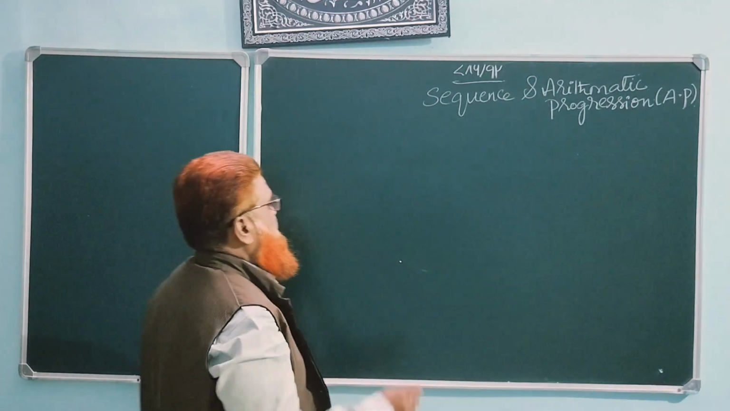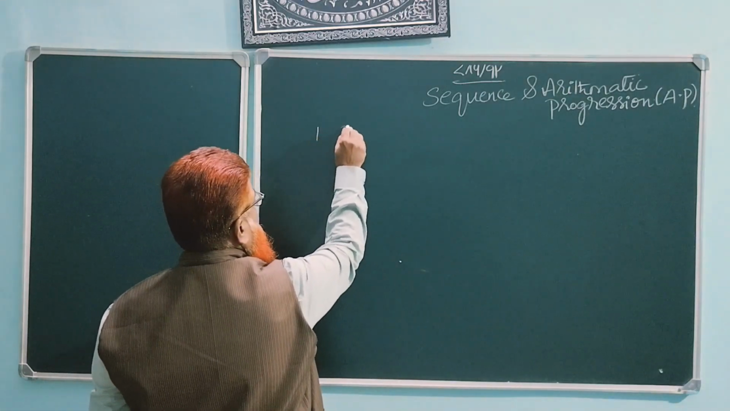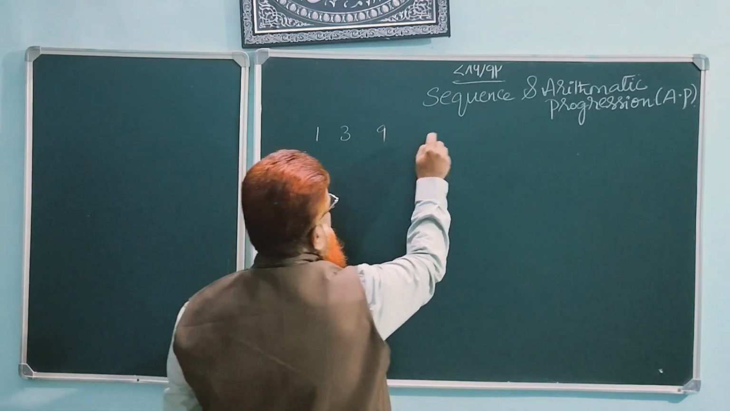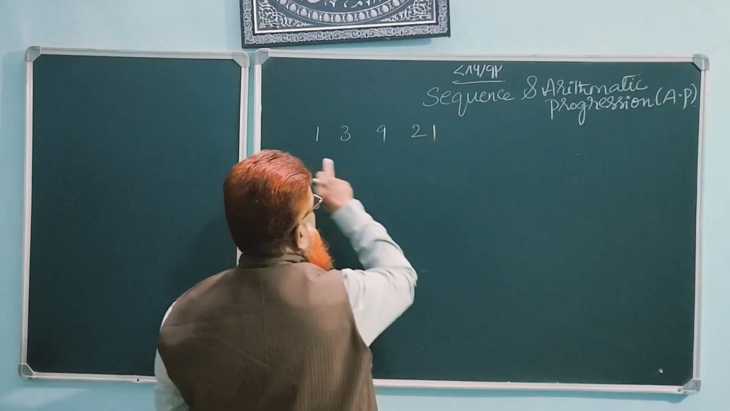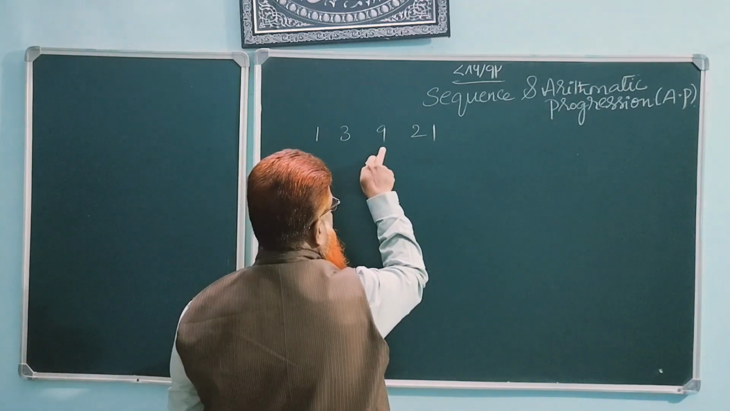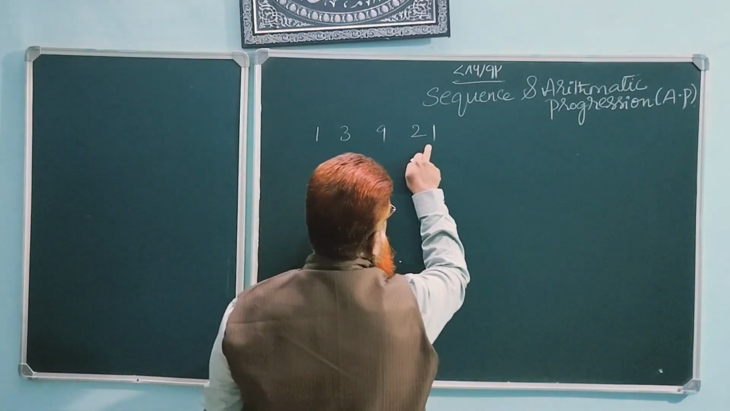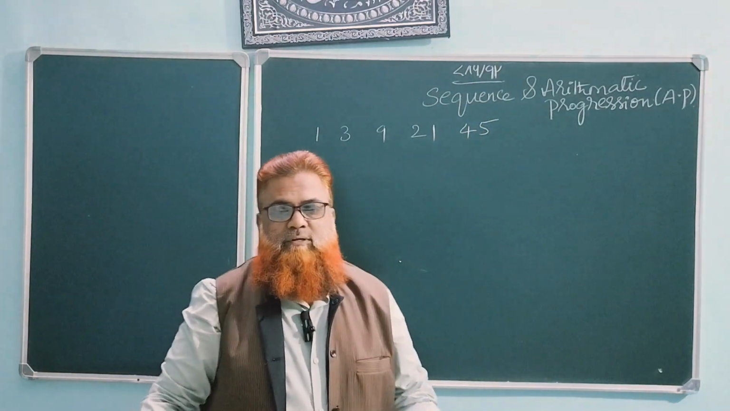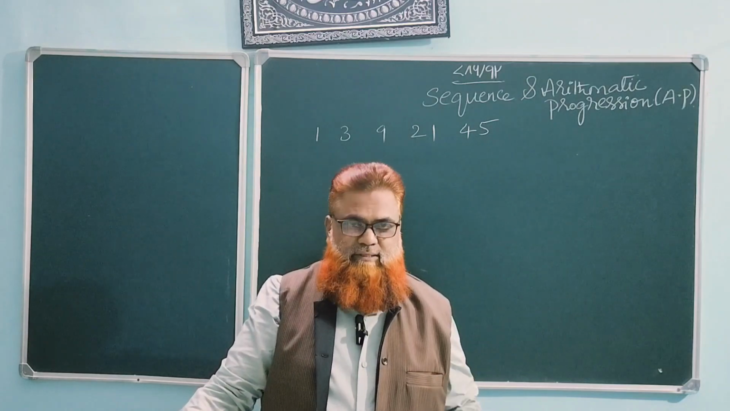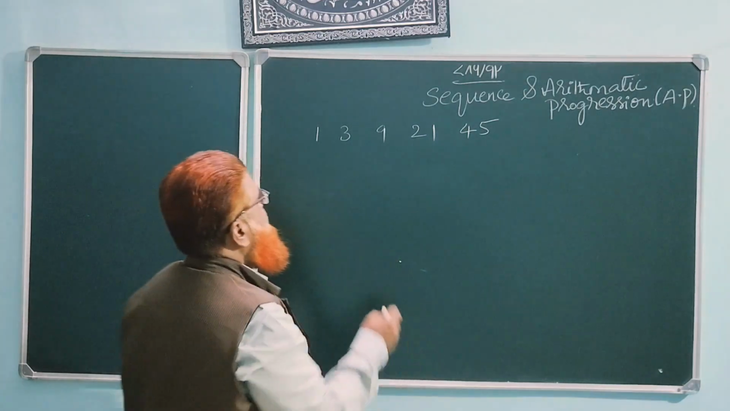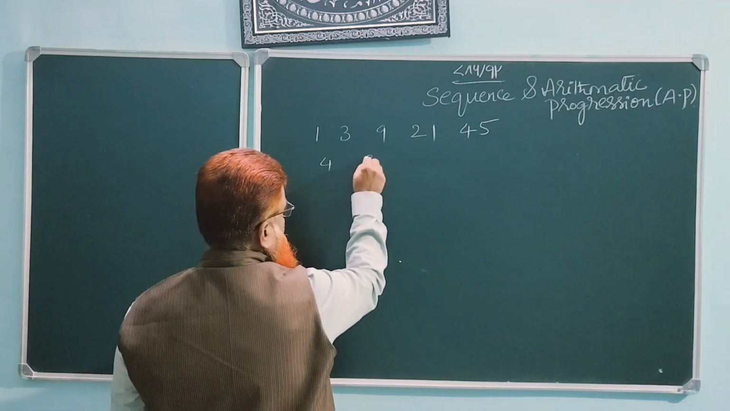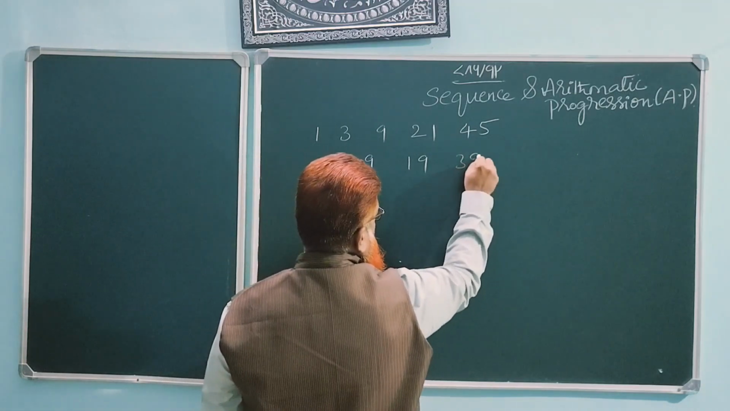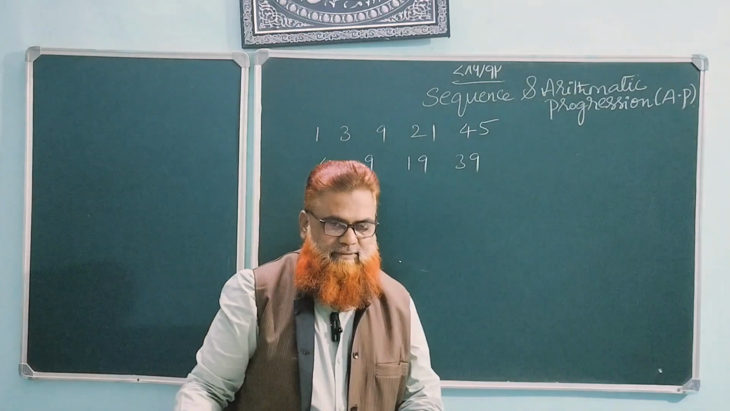Okay, let's see this one. 1, 3, 9, then 21, and now 45. I would say that this is a sequence. The next one: 4, 9, 19 and 39. It is also a sequence.